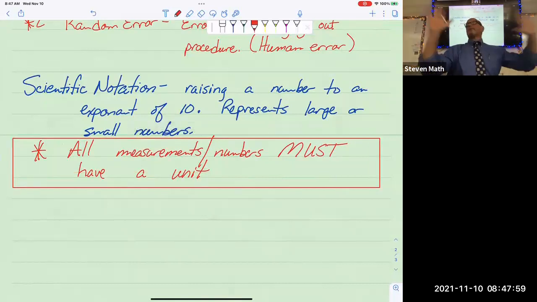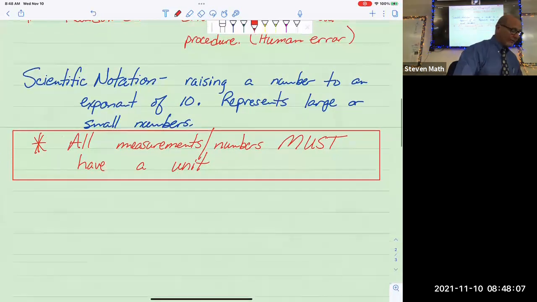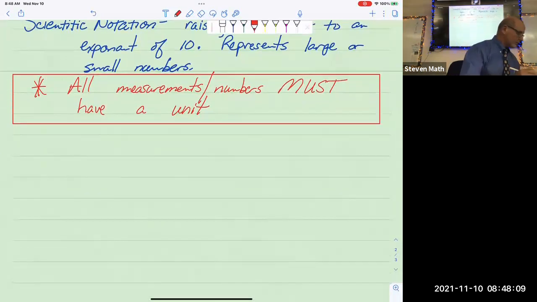If you write a number, write a unit. Every number must have a unit. Always, always, always. Makes it easy to give partial credit that way.